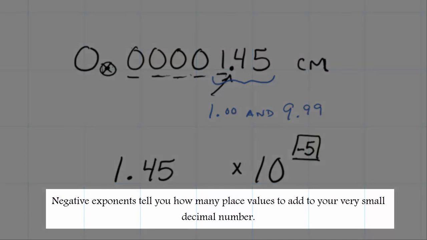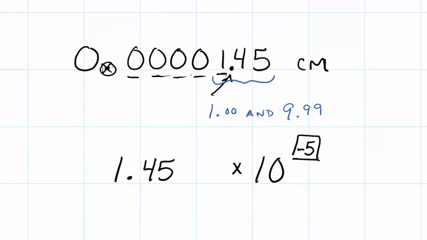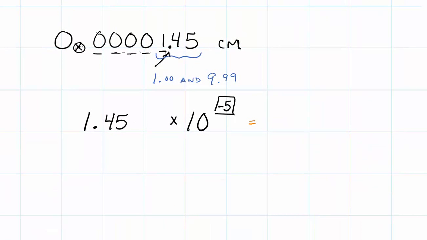So we have our answer in scientific notated form. 1.45 times 10 to the negative 5th. That's the same thing as what we started with, which was 0.0000145. And here's our 5 place values: 0, 0, 0, 0, 1, and then the 4 and the 5.